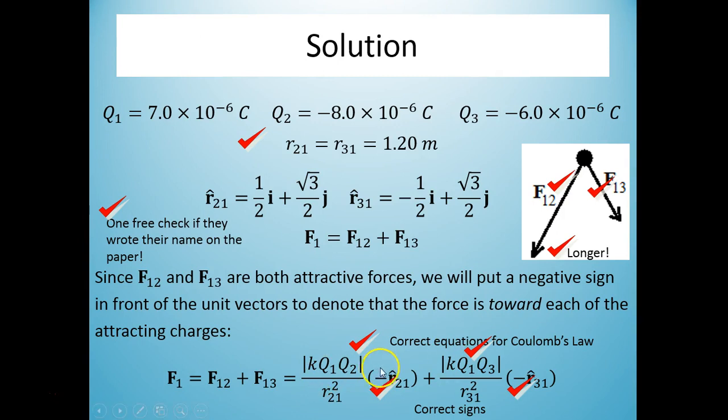Now, these other two check marks are for recognizing that the attractive nature of these forces means that you need to put a minus sign in front of each of the unit vectors if you are solving this using the unit vector method. If you're not solving it using the unit vector method, then stay tuned, because I'm going to go through an alternative solution. But that's what these check marks are for if you solved it using the unit vector method.